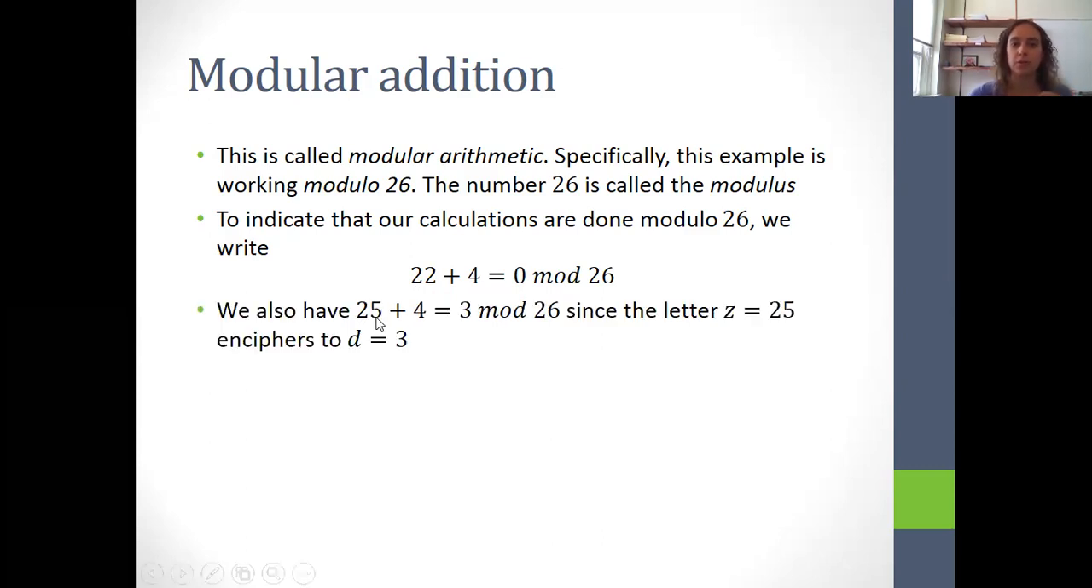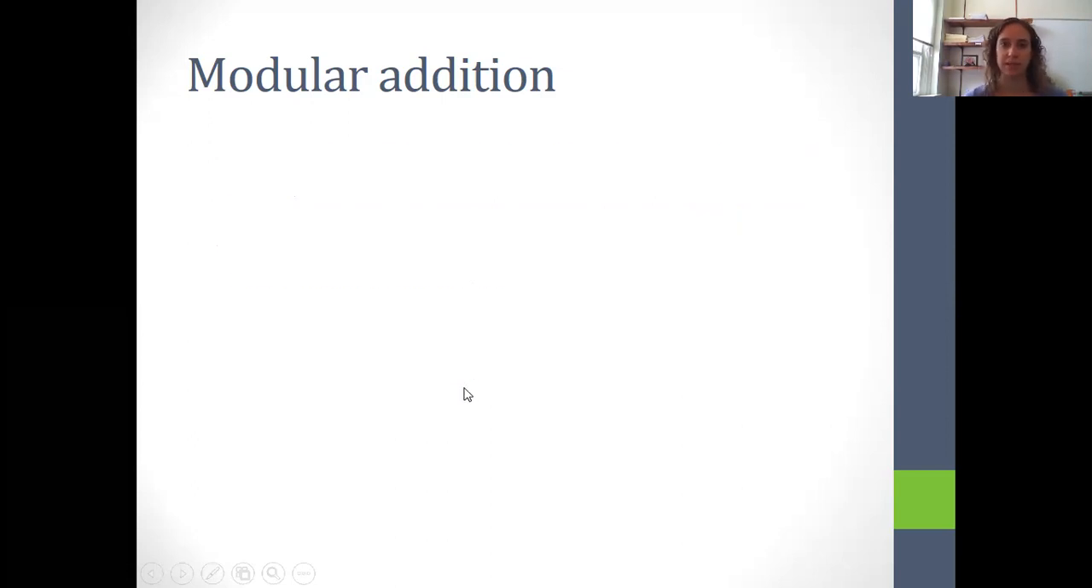And again, that just tells the reader that we're working mod 26. All right, so 25 is of course a Z. So 25 plus 4, when we encrypt that, goes to 3 mod 26 because Z encrypts to D. And I'll let you go back and check that on the table if you want. So this is kind of weird. 25 plus 4 you normally think of as 29, but we're saying that it equals 3 mod 26. This is the same thing as saying that 29 is equal to 3 mod 26.